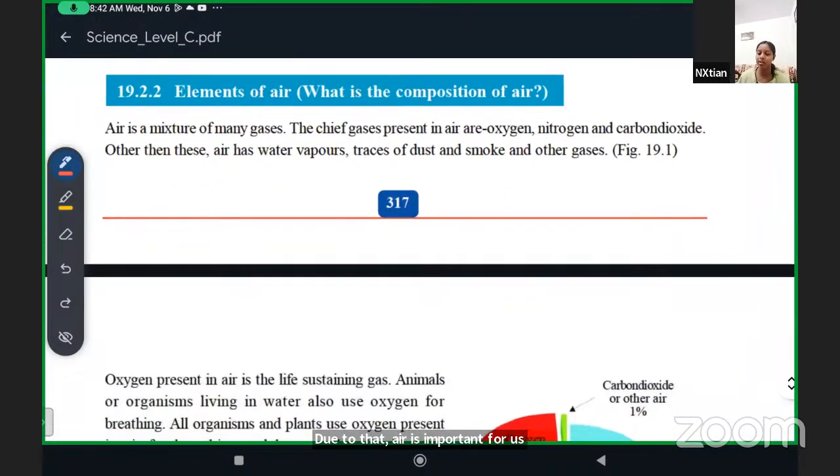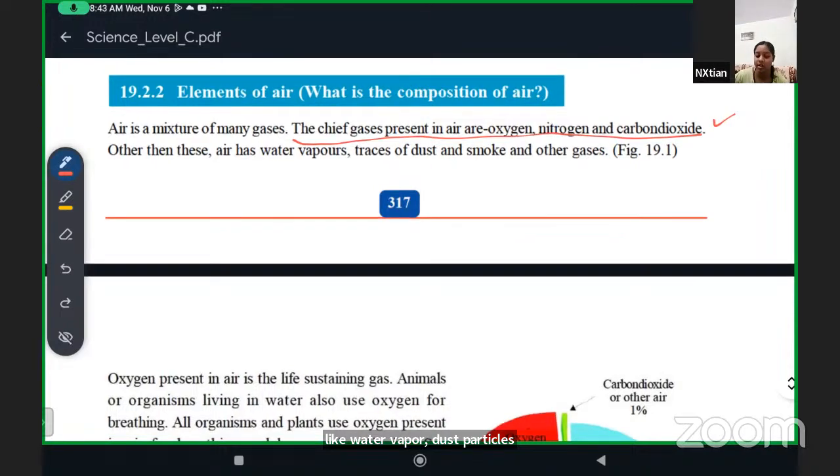Now, we are going to talk about the elements of air. Like we just talked, air is a mixture of many gases. But the main gases in the air are oxygen, nitrogen, and carbon dioxide. These are the main elements of air. Other than these, air has a lot of other things too, like water vapor, dust particles, smoke, and other gases.